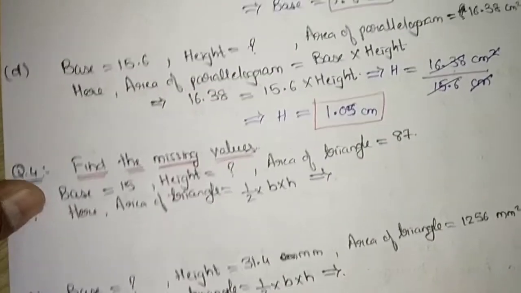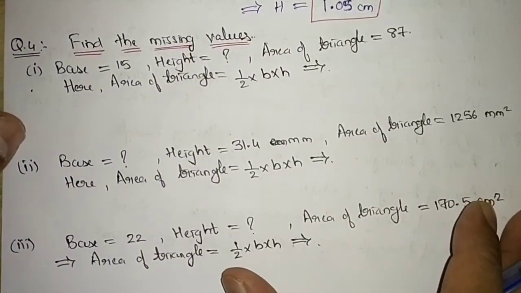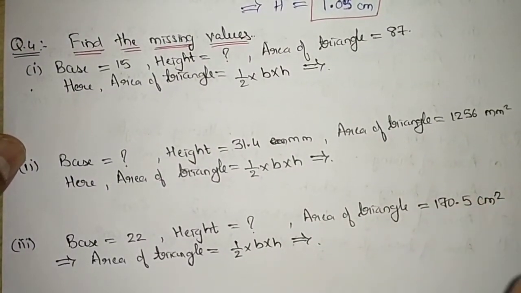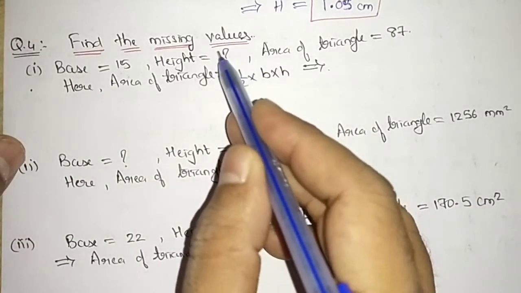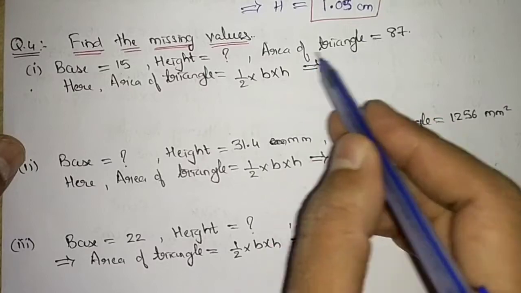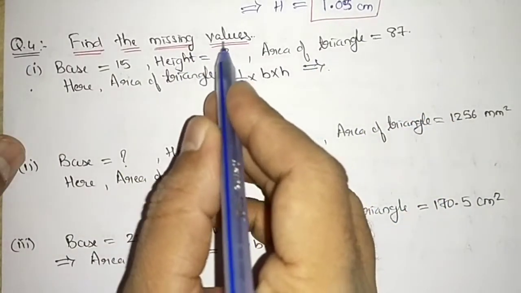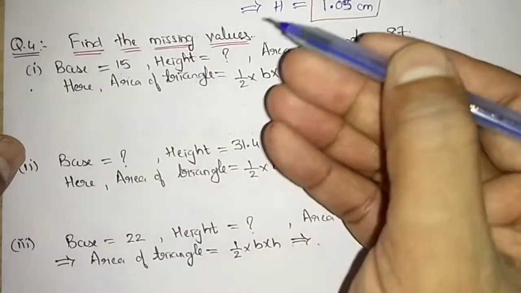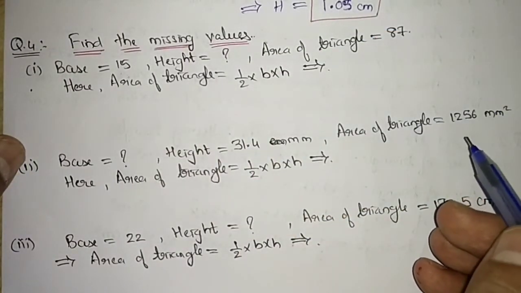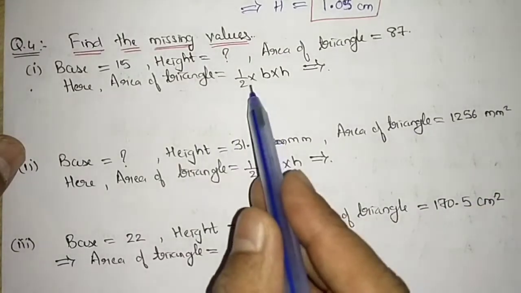Like they have given us in question number 3, same way they have given us another column in which they have given us base. We are supposed to find height, and they have given us area of triangle, and they have told find the missing value, that is height. So what we will do, we will place it like we have placed in the formula of area of parallelogram. Same way we will place the values in area of triangle.